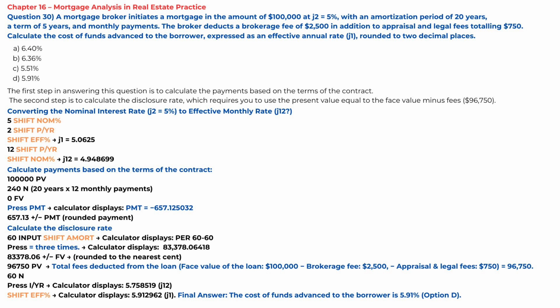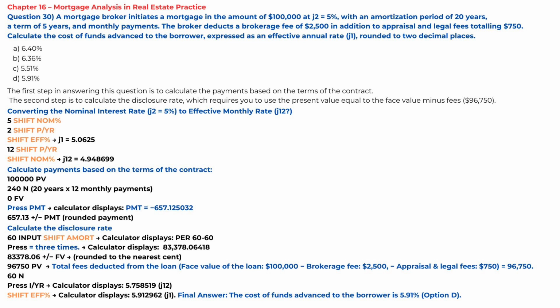Converting the nominal interest rate, J2 equals 5%, to effective monthly rate, J12: 5 shift NOM, 2 shift PYR, shift effective. Calculator stores 5.0625, that is J1 equals 5.0625. 12, shift PYR, shift NOM. Calculator displays J12 equals 4.948699. Calculate payments based on the terms of the contract: 100,000 PV, 240 N, 20 years times 12 monthly payments, 0 FV. Press PMT. Calculator displays minus 657.12532. Round to 657.13, press plus and minus sign, and then press PMT, rounded payment.